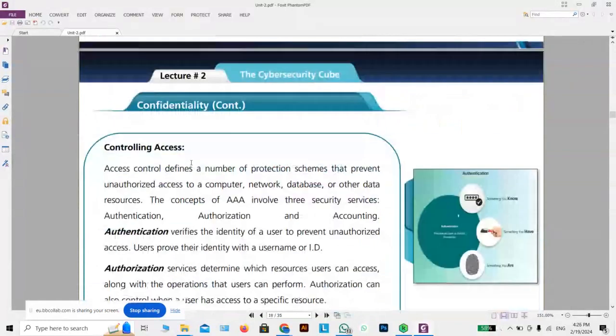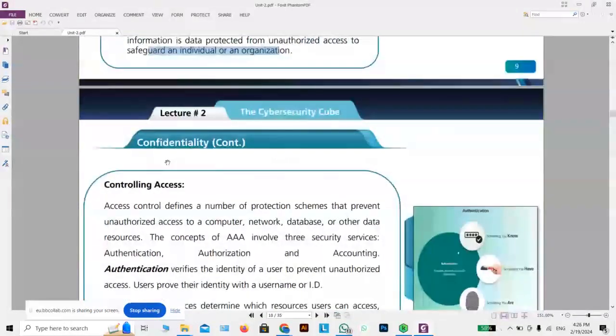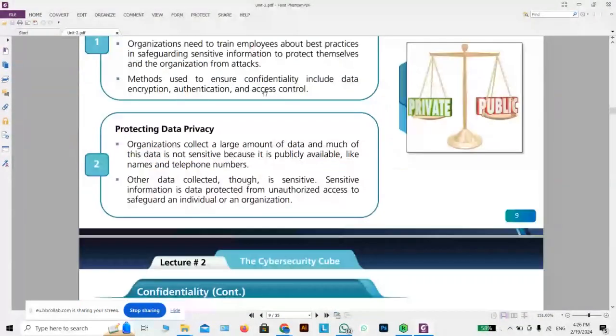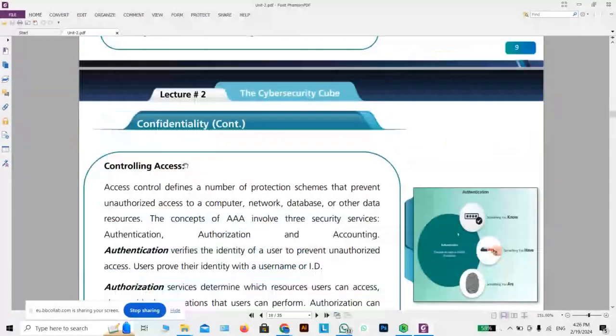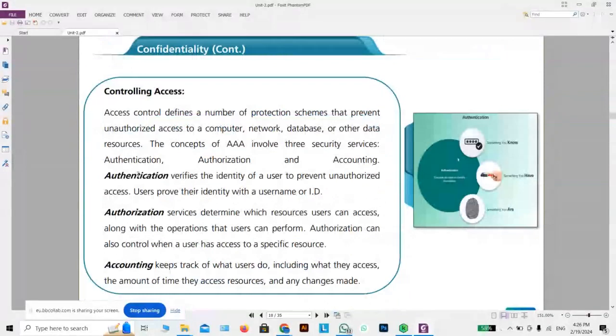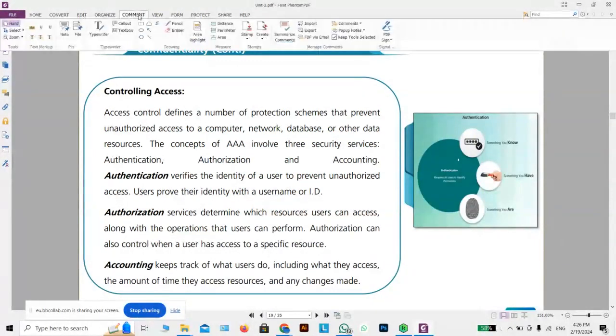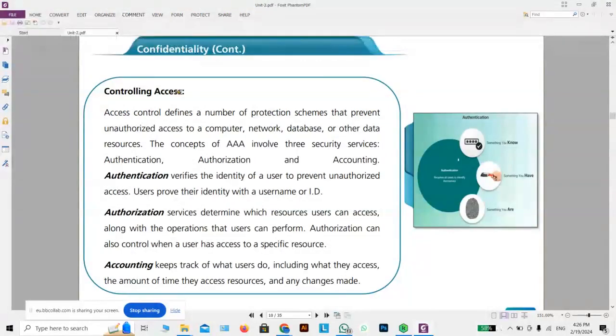Here we have the third one: access control. If we are talking about access control, we need to know about AAA. So what is AAA? AAA is authentication, authorization, and accounting. Here it is: authentication, authorization, and accounting.